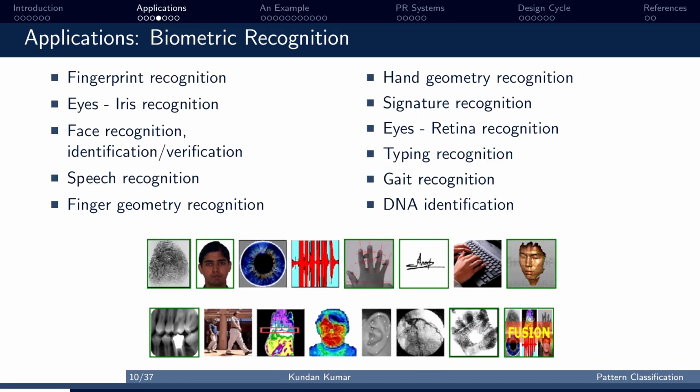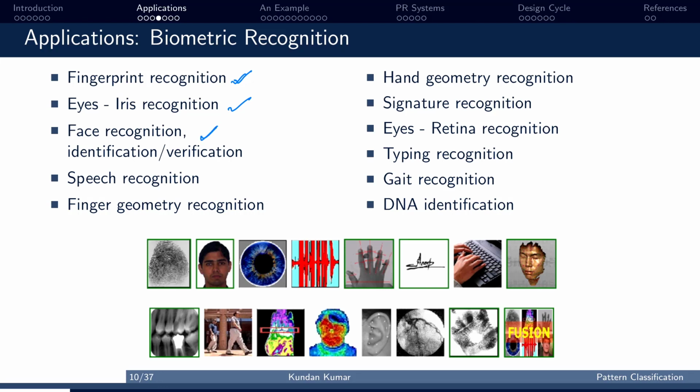Let us consider other applications in biometric recognition. There are many biometric systems, like fingerprint. Every person has a different fingerprint. Iris: in our eye, we have the retina, sorry, the retina is the back portion. The iris is on the front portion of the eye. The iris has very different characteristics for every person.